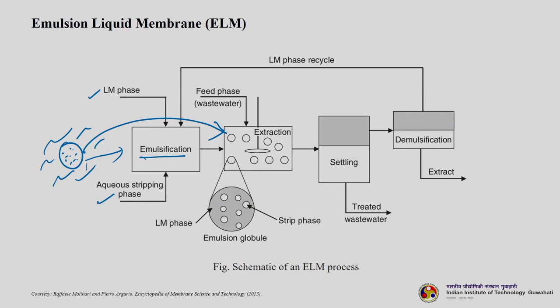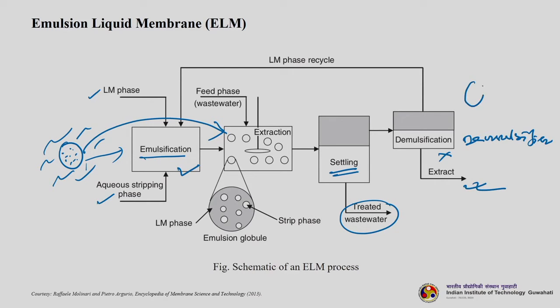Once that is done, you leave it in a settling tank where the treated wastewater will be collected at the bottom and the oil rich phase will be collected and sent into a de-emulsifier. So, this is the emulsifier, and this is the de-emulsifier. Here you are making emulsions, here you are breaking emulsions. Whatever you break, then you get the extract phase here, the same receiving phase.